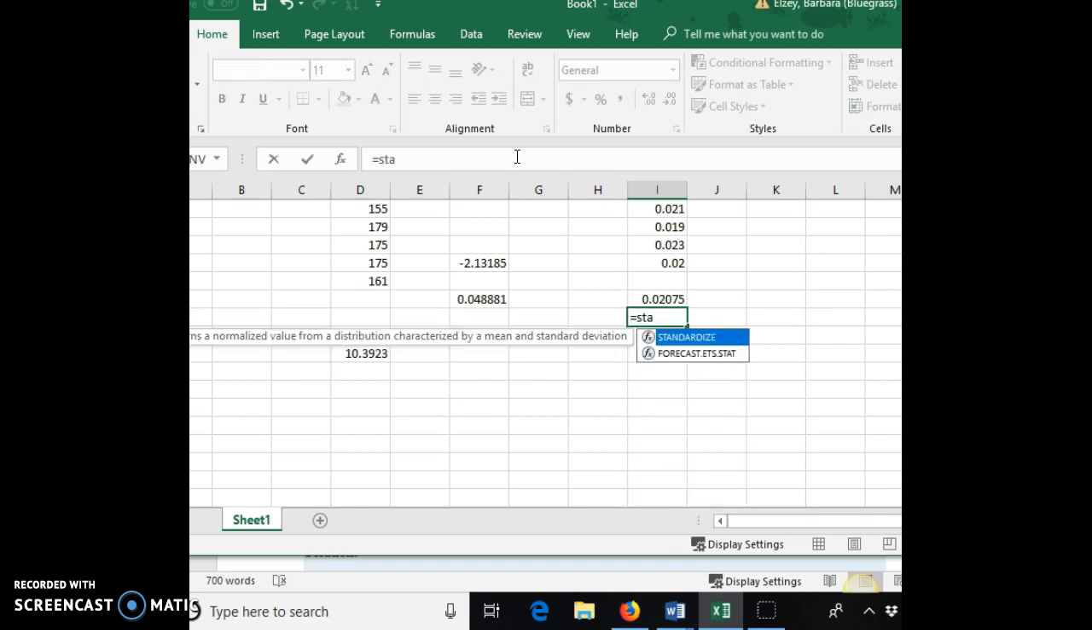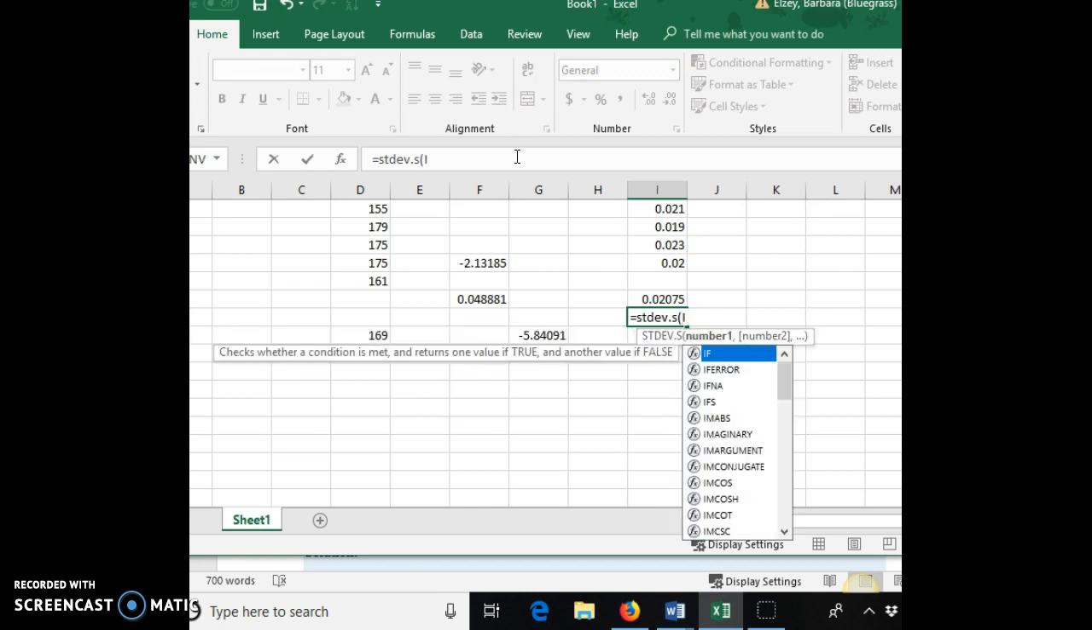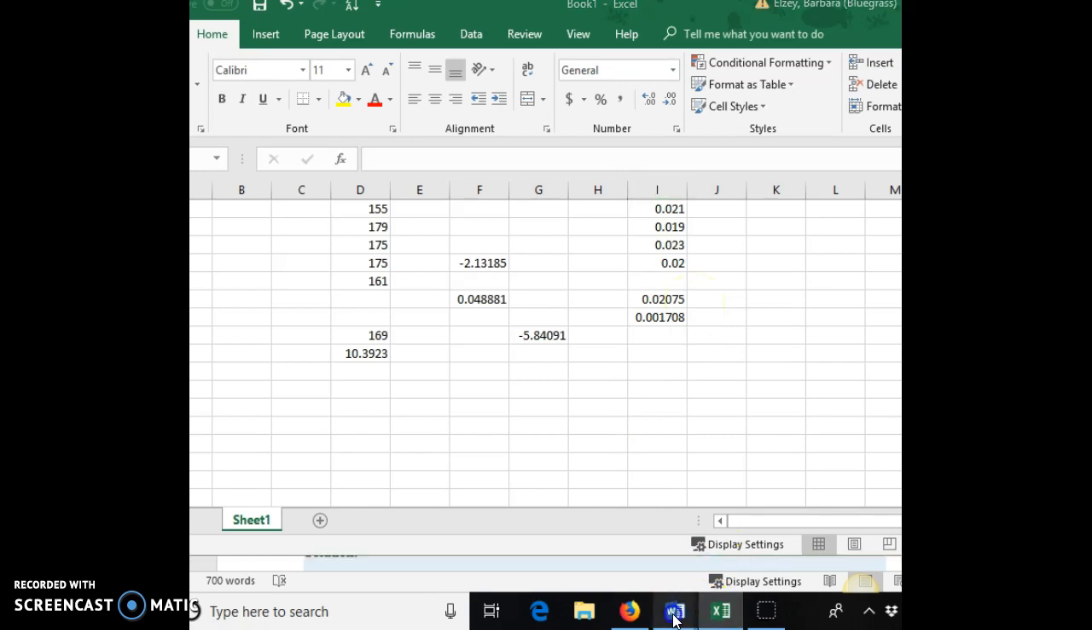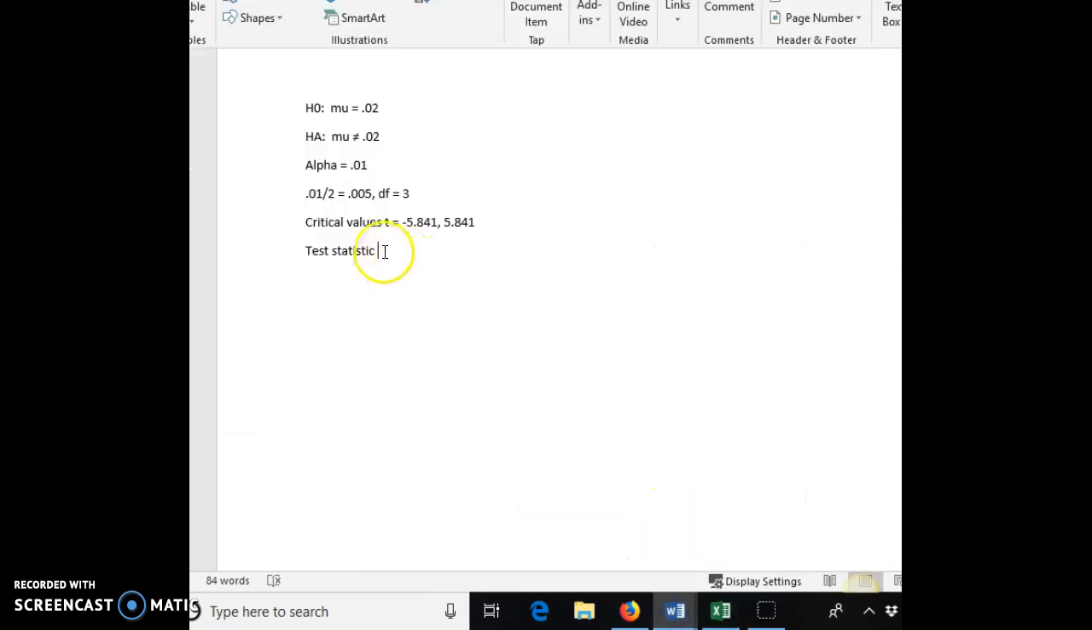equal stdev.s, and then again I'm going to tell it I1 to I4, and we get that. And I'm probably going to take that standard deviation out, all of the decimals that I've got. All right, so our mean is 0.02075.